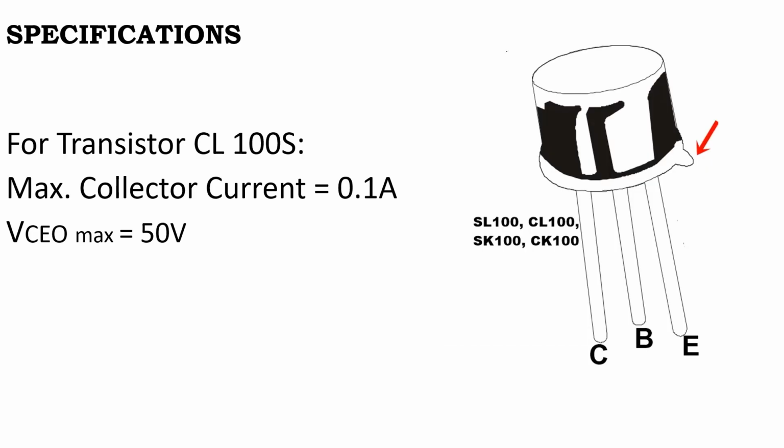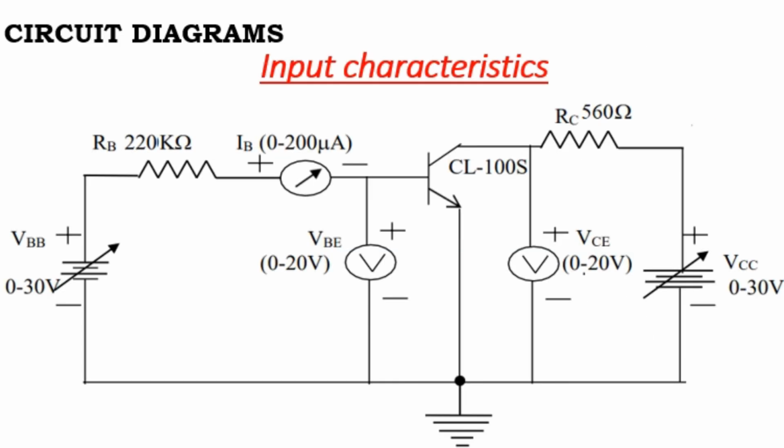Specifications: for the transistor CL100S, the maximum collector current is 0.1 ampere and VCEO max is equal to 50. Circuit diagram. Input characteristics.